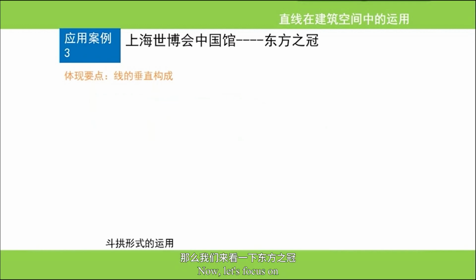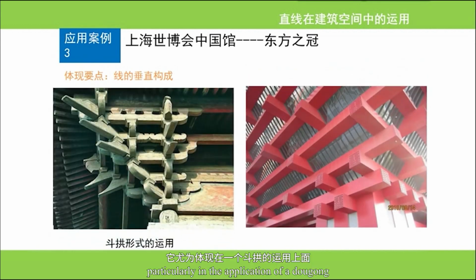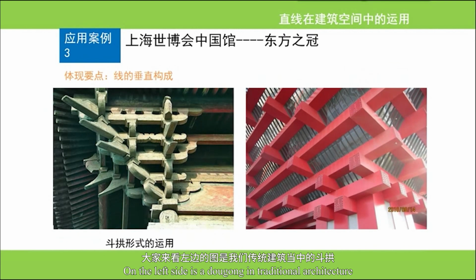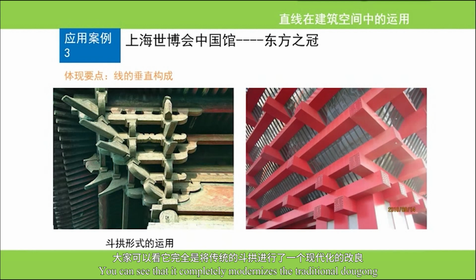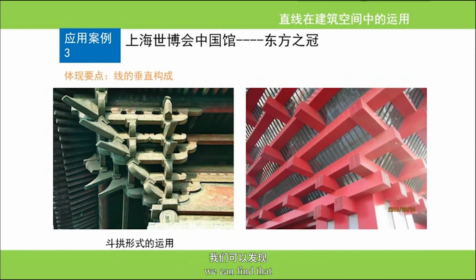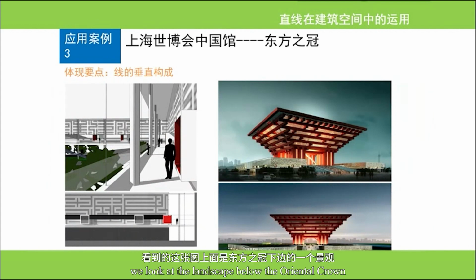Now let's focus on how the Oriental Crown utilizes vertical composition, particularly in the application of a dougong. On the left side is a dougong in traditional Chinese architecture, while on the right is the top of the Oriental Crown. You can see that it completely modernized the traditional dougong, from which we can find that the top incorporates many fashionable design elements and multiple compositions. Lastly, we look at the landscape below the Oriental Crown, where we see it's a sealed script wall. The 24 solar terms are written on it, depicting the feeling the Oriental Crown gives us.